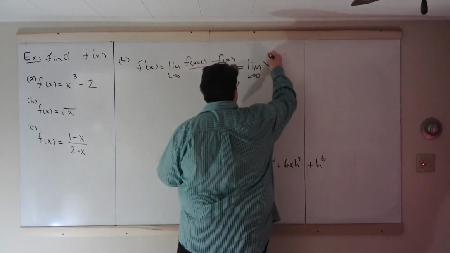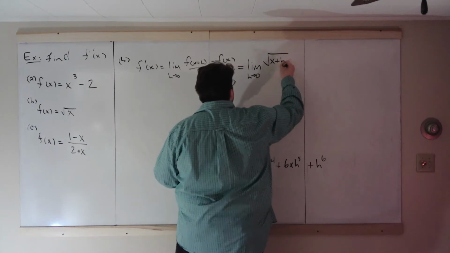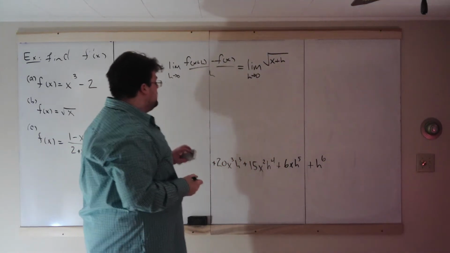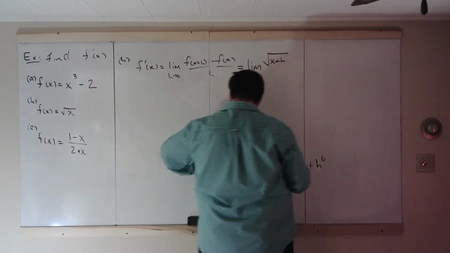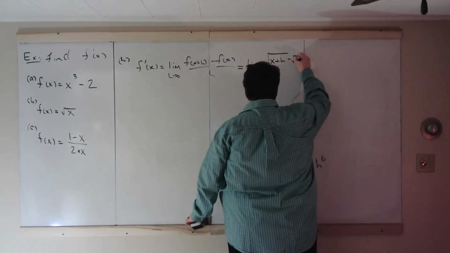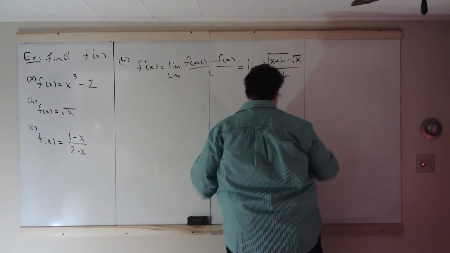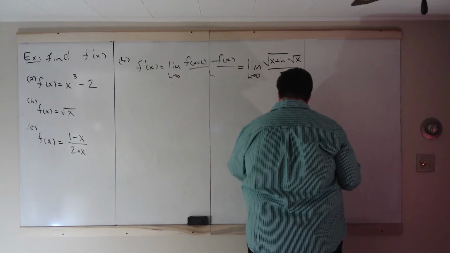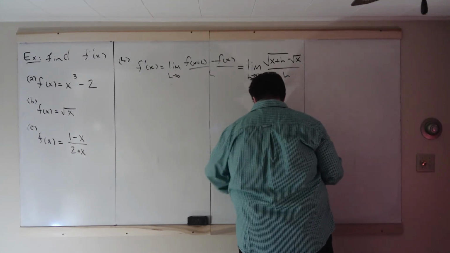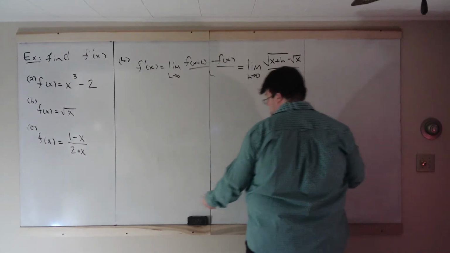f(x + h) is root x plus h. Replace all x's with x plus h. Minus f(x), so minus root x, all over h. And how can we compute this limit? Well, substitution won't work. That'll give us 0 over 0.